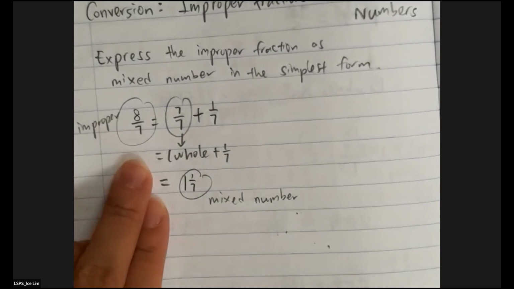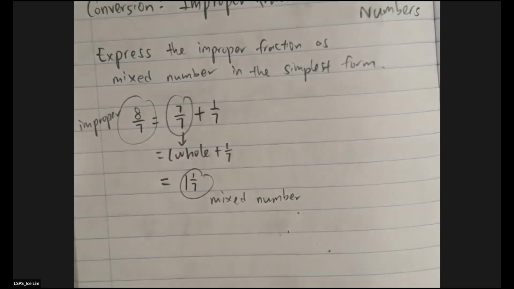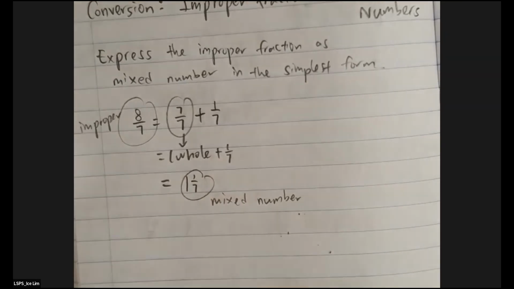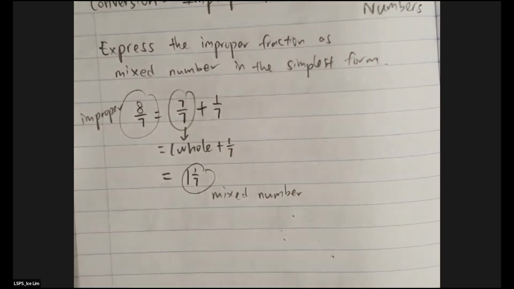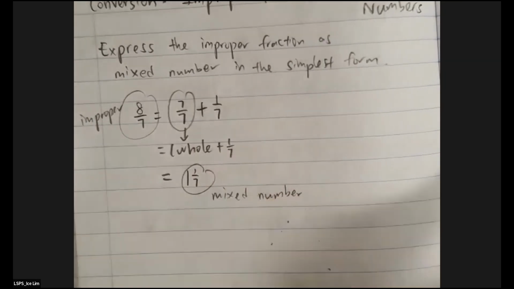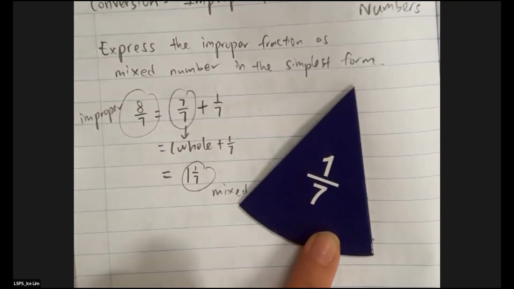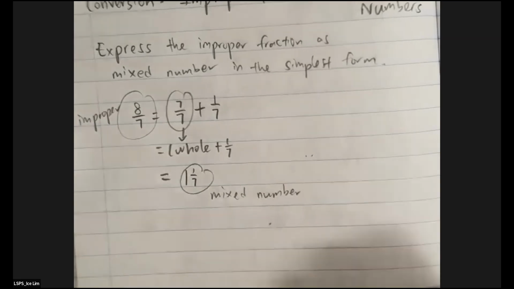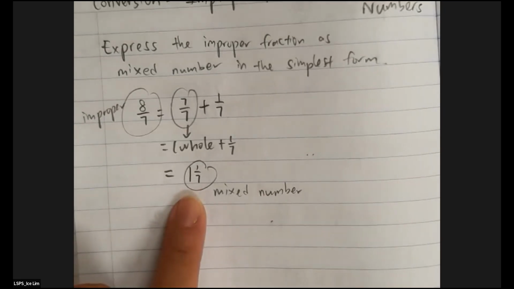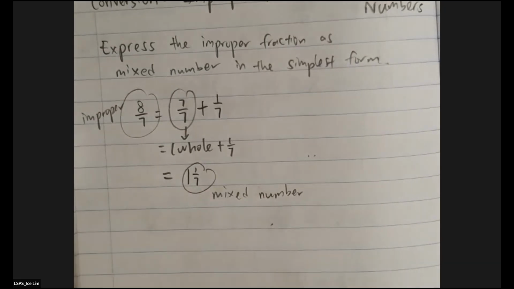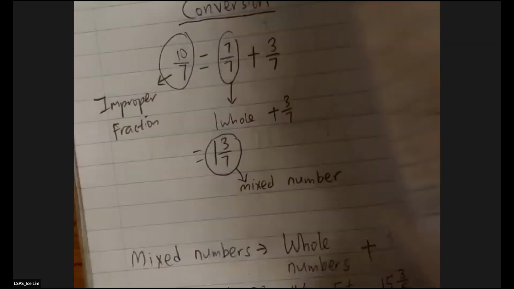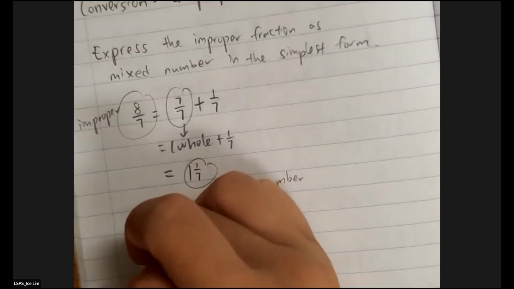8/7. I took out my tray, tried to put it back into holes. As I tried to put it back into holes, I realize I have one remaining seventh. Is that okay? And that's how I got 1 and 1/7. All right? Okay, move on to the next one. The next example given was 6/6.